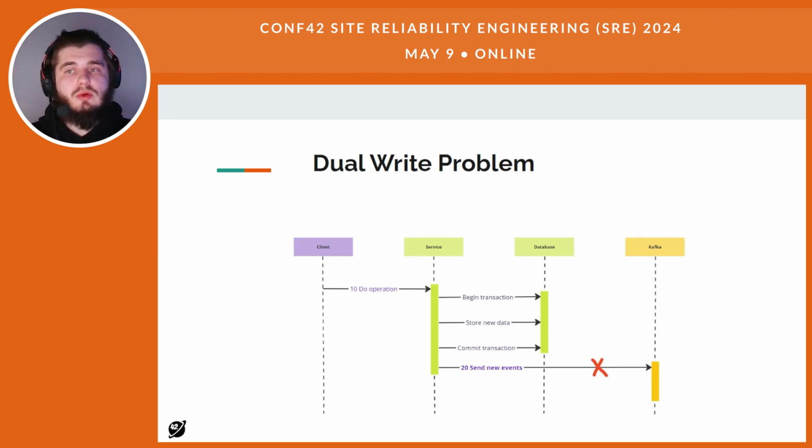So technically, the dual write problem is a challenge that arises in distributed systems, mainly when dealing with multiple data sources or databases that we need to keep in sync or update. In other words, let us imagine we need to store the new data in the database and then send some messages to Kafka. Since these two operations are not atomic, there is a chance of failure during the publishing of new messages.